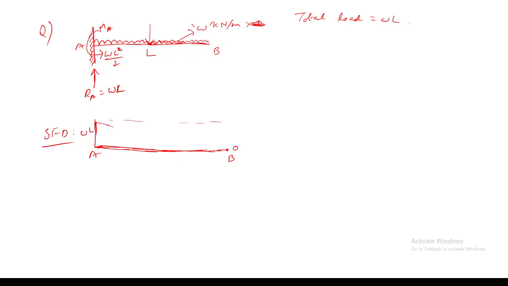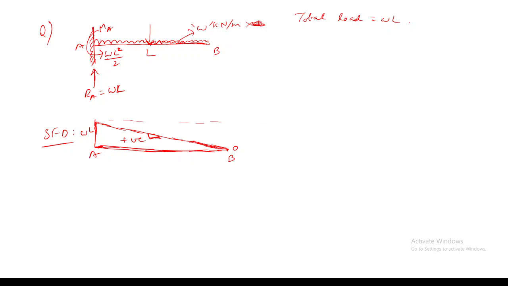Why have I drawn a linear variation here? Why haven't I drawn a parabola? And this is a positive value. The concept which we have studied is that the slope of the shear force diagram is equal to the load intensity. Here the load intensity is constant through the length. Therefore the slope of the shear force diagram between A and B must be constant. So only I have drawn a linear curve here.